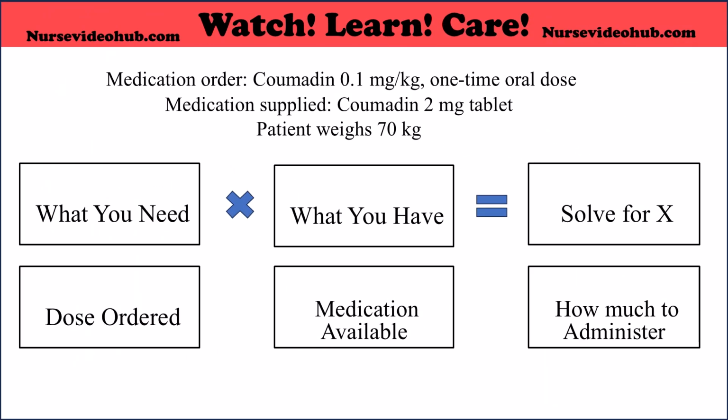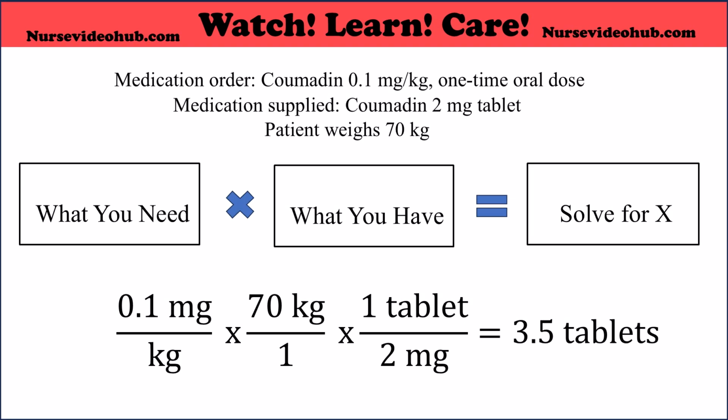Now, let's calculate a weight-based order. The medication order is Coumadin, 0.1 milligrams per kilogram, 1-time oral dose. The medication supplied is Coumadin, 2 milligram tablet, and the patient weighs 70 kilograms. You set up the problem to identify the number of tablets to administer. Write out the prescribed dose as a fraction, 0.1 milligrams per kilogram.